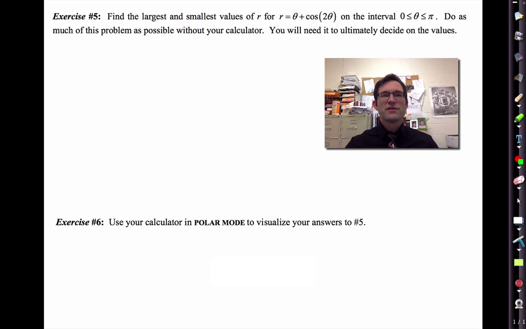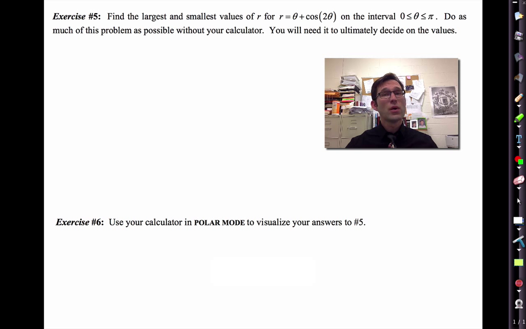All right, exercise 5. Find the largest and smallest values of r for r equals theta plus cos 2 theta on the interval theta greater than or equal to 0, less than or equal to pi. Do as much of this problem as possible without your calculator. You will need it to ultimately decide on the values. I can't apparently read my own problem.